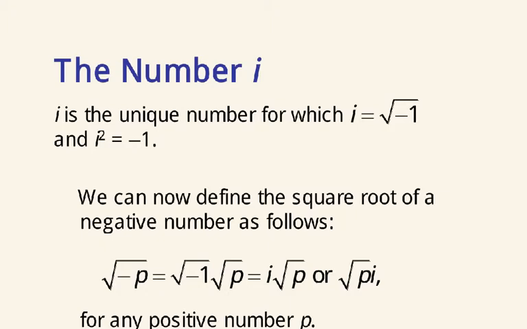So now we can do any negative number. Like we could do the square root of -7 by saying that's the square root of -1 times the square root of 7, which would give us i times the square root of 7. Any negative number now has a square root in the complex number system.